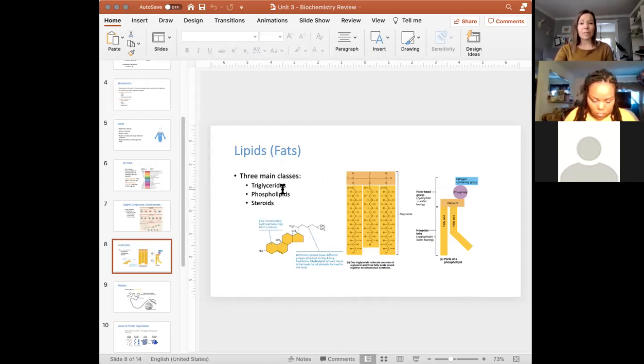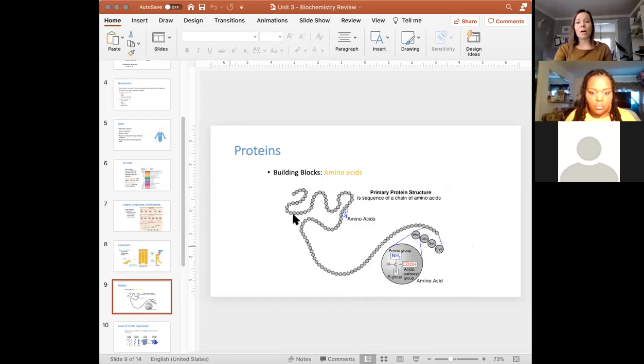The main lipid that we're consuming is triglycerides in our diets. And for most lipids, the building blocks are glycerol and fatty acids. And then the third big one are proteins, and proteins are made out of amino acids. So every protein has all these little tiny circles here that are amino acids, and you put a big chain of those, link them all together, and that makes a protein.